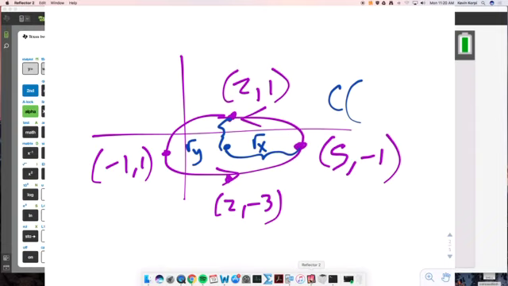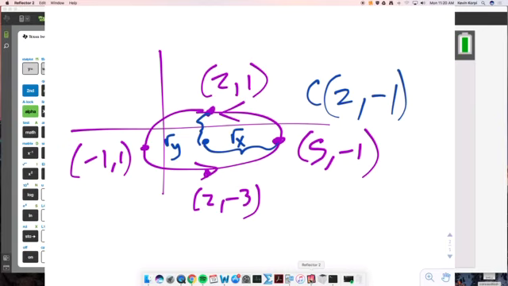Yeah, horizontally, the center should be the midpoint between -1 and 5, which, remember, if you add them together and divide by 2, you get 2. And then the vertical component of the center should be the average of the y components at the endpoints. 1 and -3, we add them, you get -2, that gives you -1. So the center is 2, -1.